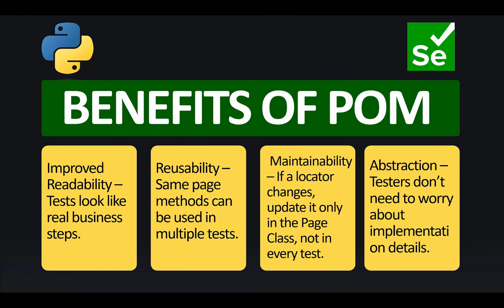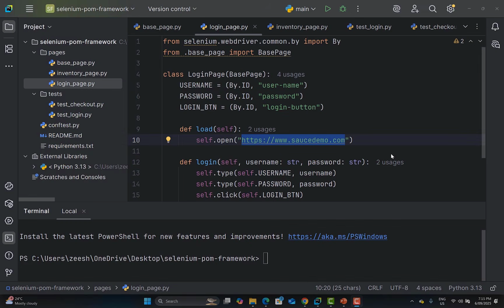So now what I will do is let me show you the framework so that you can map these concepts with the real framework. Now in the framework you can see that we have the pages folder, and inside that we will be creating a page object for each web page. So for this demonstration I will be using Sauce Demo. So let's go to this website.